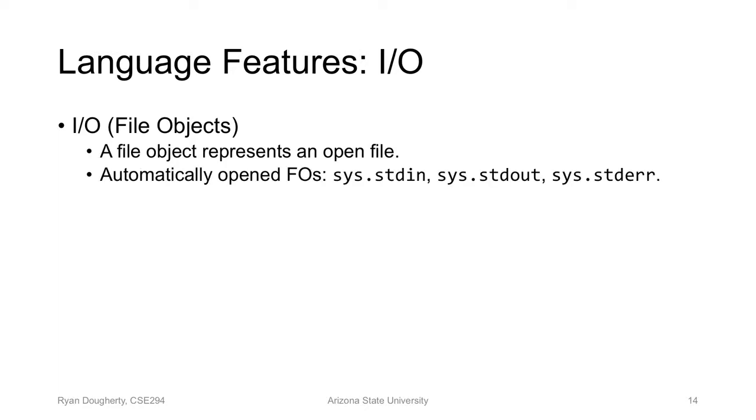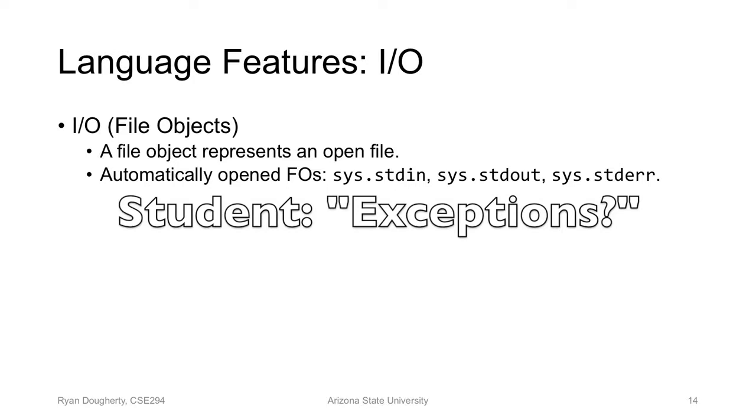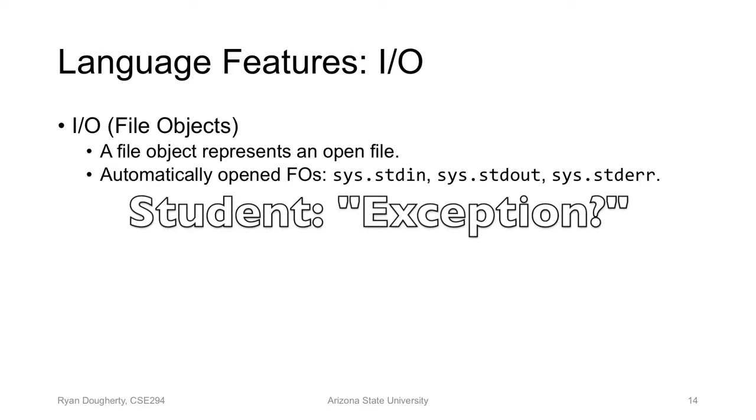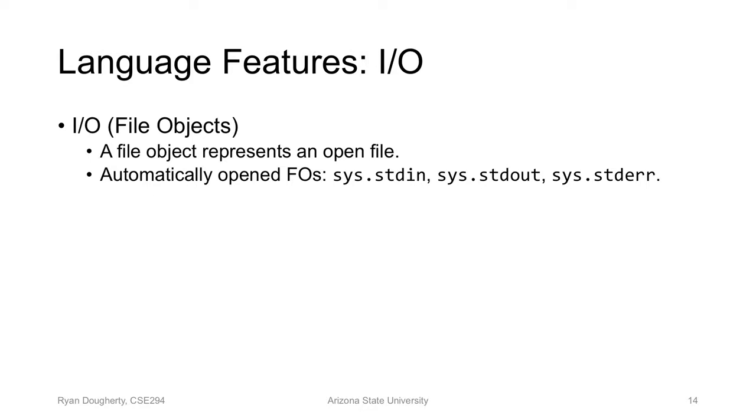There are three types of file objects in Python: sys.stdin, where sys is the module and stdin is the object, sys.stdout, and sys.stderr. So what do you think stderr is? What do you think stdin means? Standard in, standard out. So what do you think stderr is? Standard error. Is there something like that in Java? Exception? An exception is not the same thing.